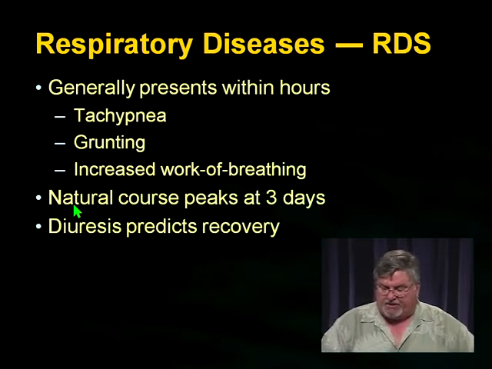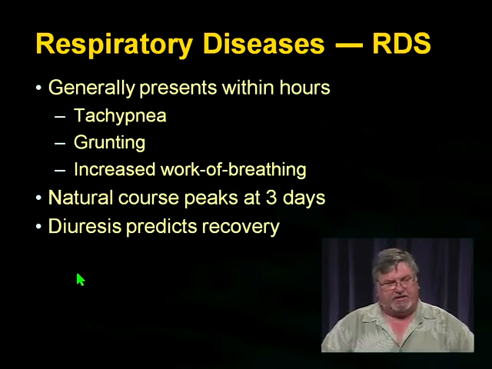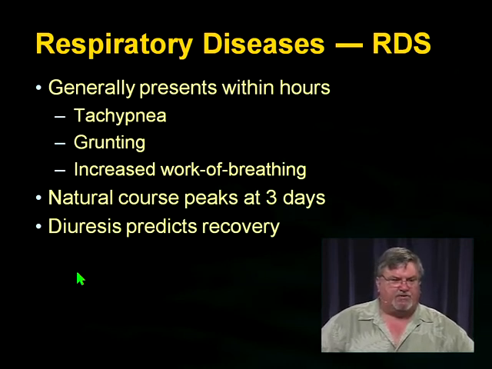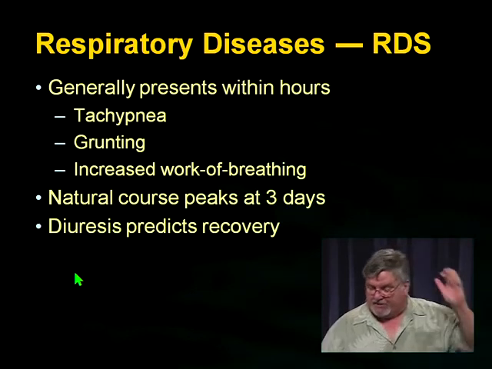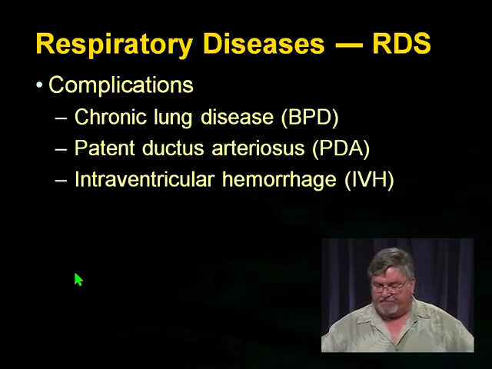Respiratory distress generally presents within hours. Natural course, which no one sees anymore, is 3 days. But the important component here is that diuresis predicts recovery. So they'll give you a test question of a kid with respiratory distress syndrome, and they'll say that the child's urine output now increases to 3 or 4 mLs per kilo per hour. What can you expect? You can expect that the kid's going to recover from his RDS.